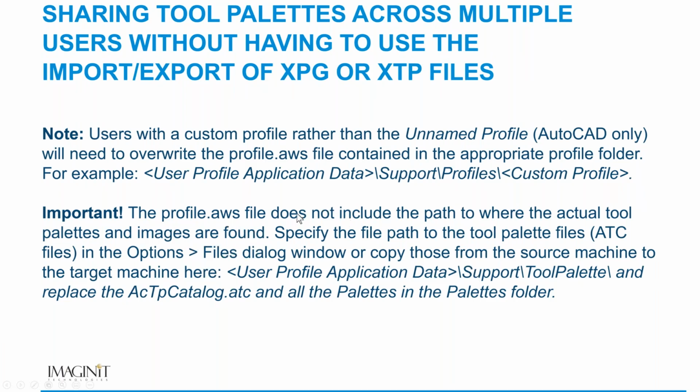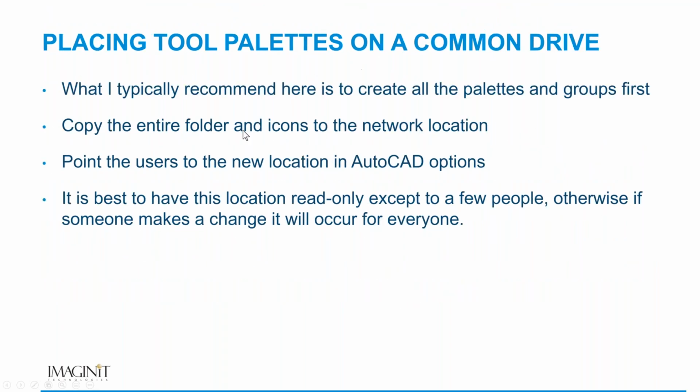So profile AWS does not include the path to where the actual tool palettes and the images are found. Specify the file path to the tool palette file, the ATC, in the options files dialog window. Copy those from the source machine to the target machine here, etc. And here is placing tool palettes on a common drive. This is the one we most often talk about.